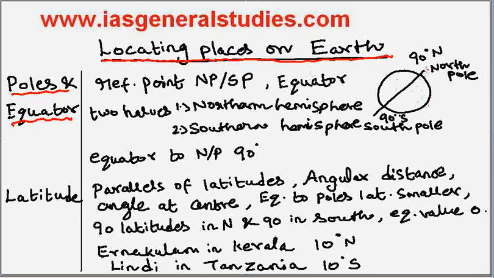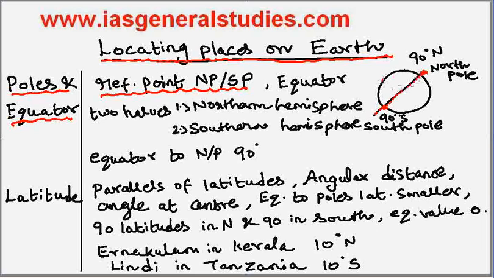But we have got two reference points. One is the North Pole and the other is the South Pole. And these two reference points help us to locate the different places on the earth. And if you join the North Pole and the South Pole, we get the axis of the earth.